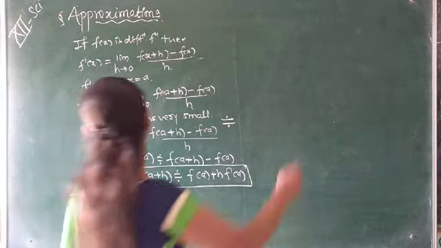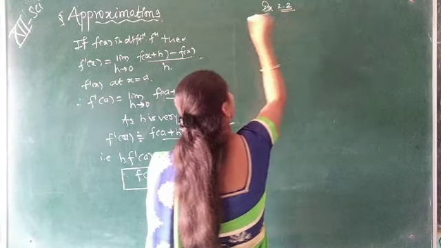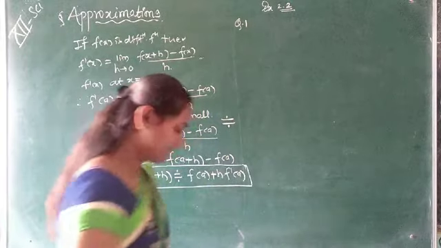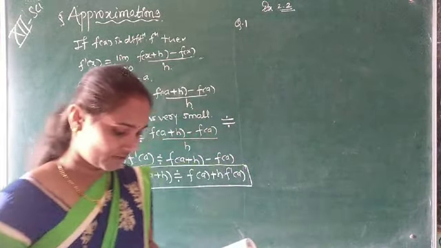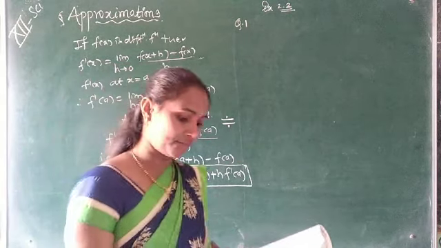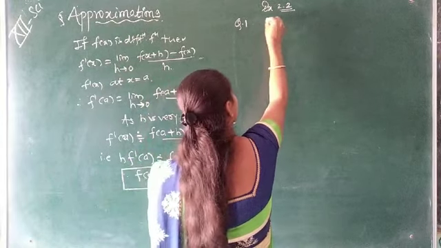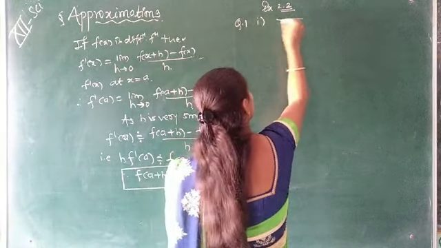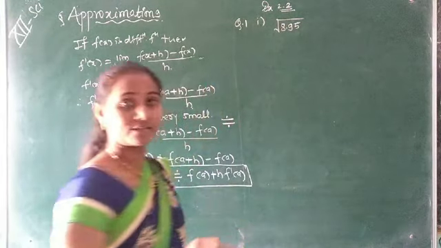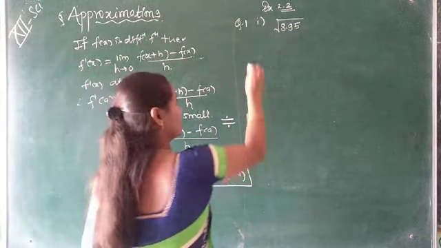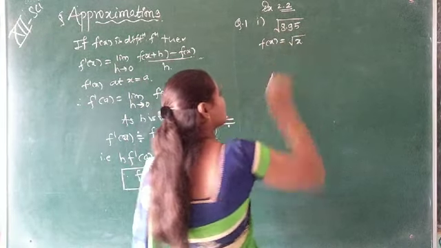Now we start to solve our exercise 2.2. What is question 1 here? Find the approximate value of given functions at the required points. So the first one, the function is root 8.95. So let us consider the function in the form of a function. That means f of x is equal to root x.